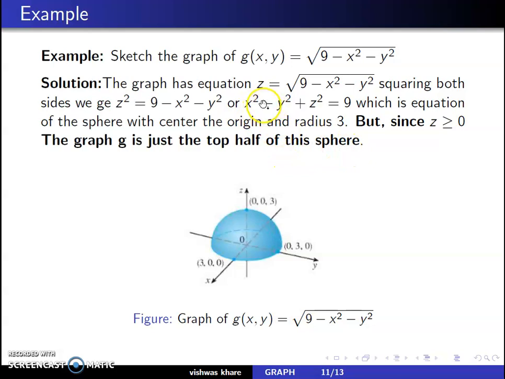As I told here, this is a correction. It should be x squared plus y squared plus z squared is equal to 9. This is the graph. It is the upper half of the sphere centered at (0, 0, 0) with radius 3.